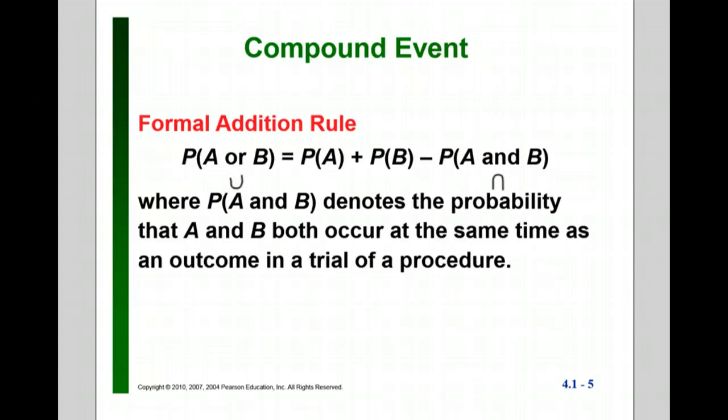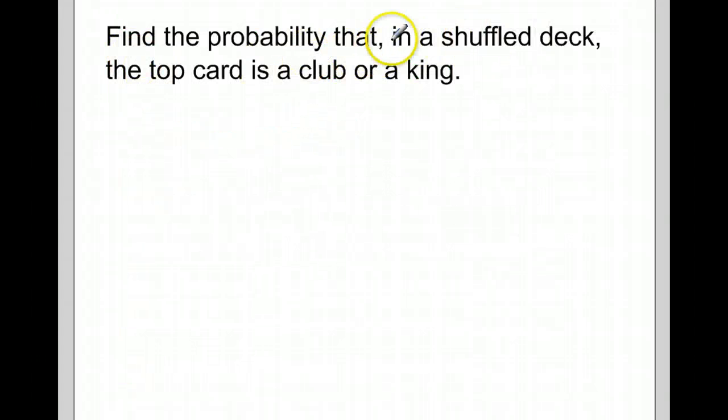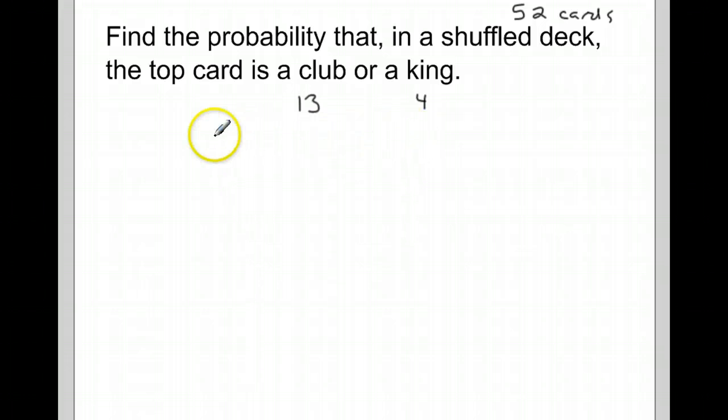Alright, so let's practice it. Find the probability that in a shuffled deck the top card is either a club or a king. Let's just remember, in a shuffled deck there's 52 cards. Okay, club, there are 13 clubs. That's the suit. And then the kings, there are 4 kings. Okay, so according to this rule, the probability of A or B.